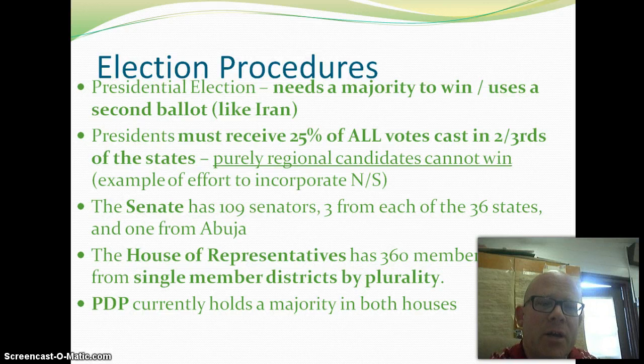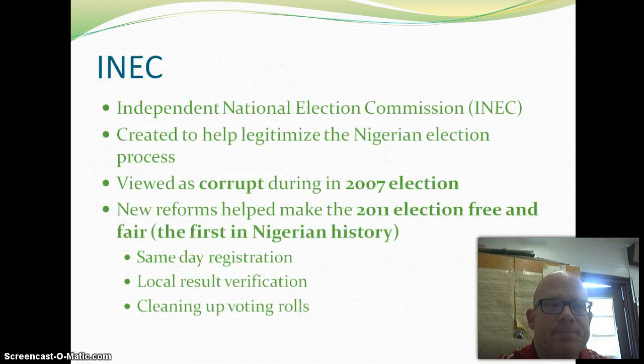The Senate consists of 109 senators. There are 3 of these senators from each of the 36 states, and there's also 1 senator that represents the capital of Abuja. The House of Representatives has 360 members, and they're elected through single-member districts, and this is by plurality, just like the American system. So it's the most votes win, not necessarily a majority. The People's Democratic Party currently holds a majority in both houses and the presidency.